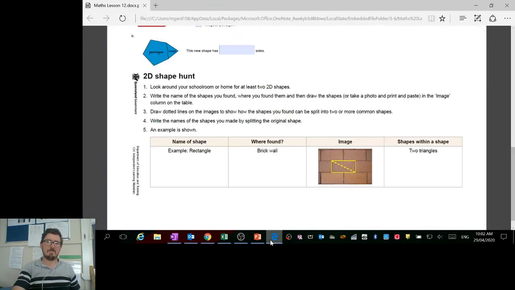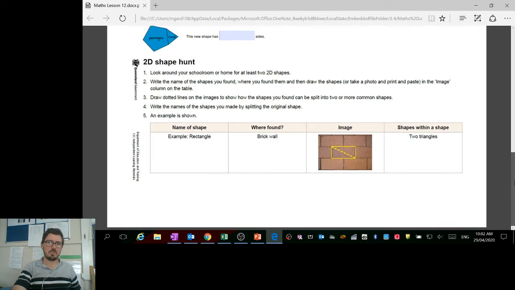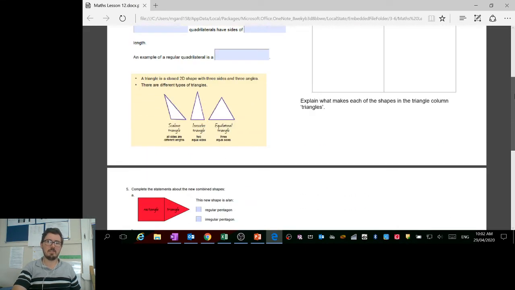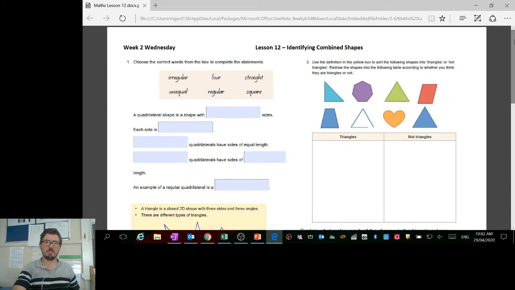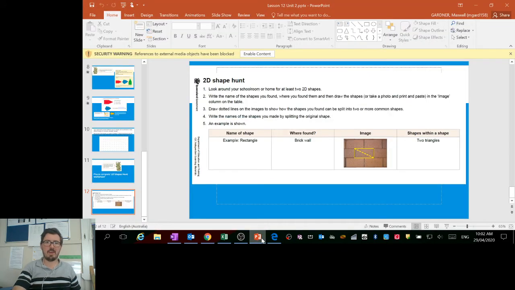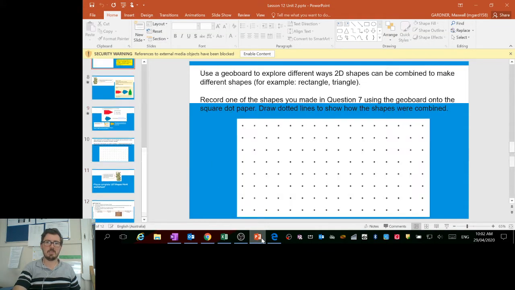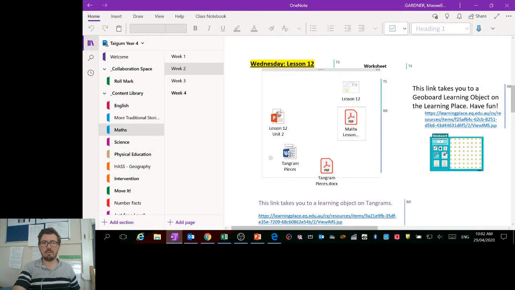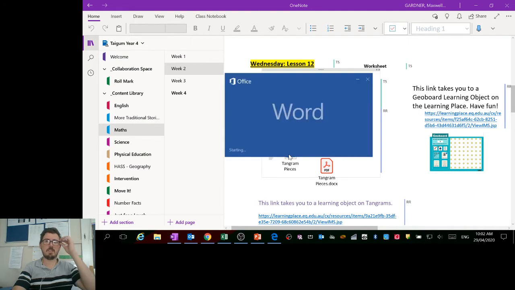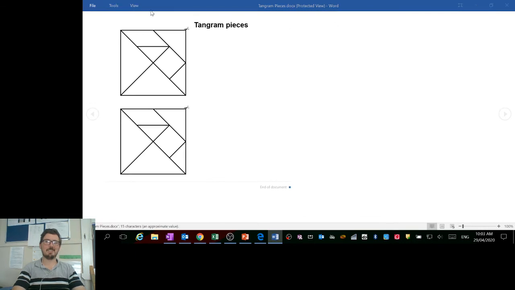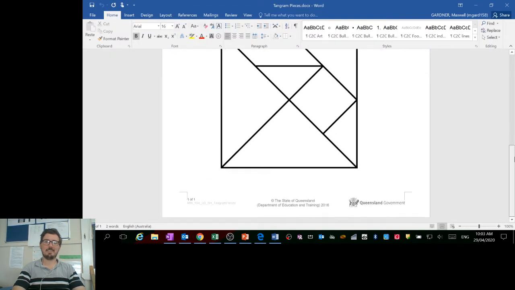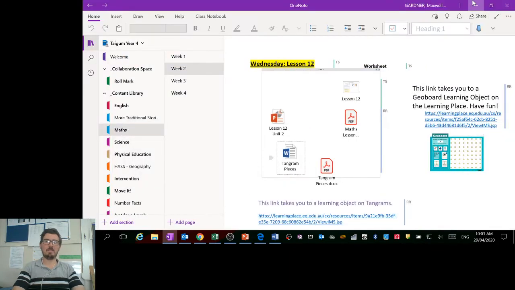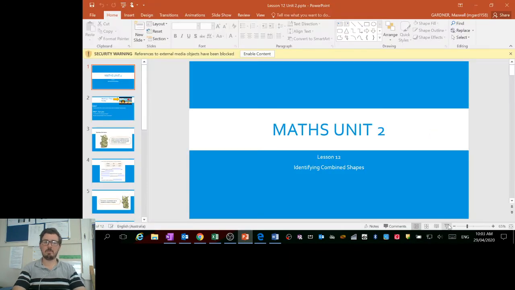Anyway, in the maths, you will need a couple of things. Today's worksheet will look like this. It'll say week 2 Wednesday at the top. You'll also have a PowerPoint presentation that looks like this. You will also have your tangram pieces, which I'm opening now. It looks like this. So as you can probably tell, we are looking at shape today.